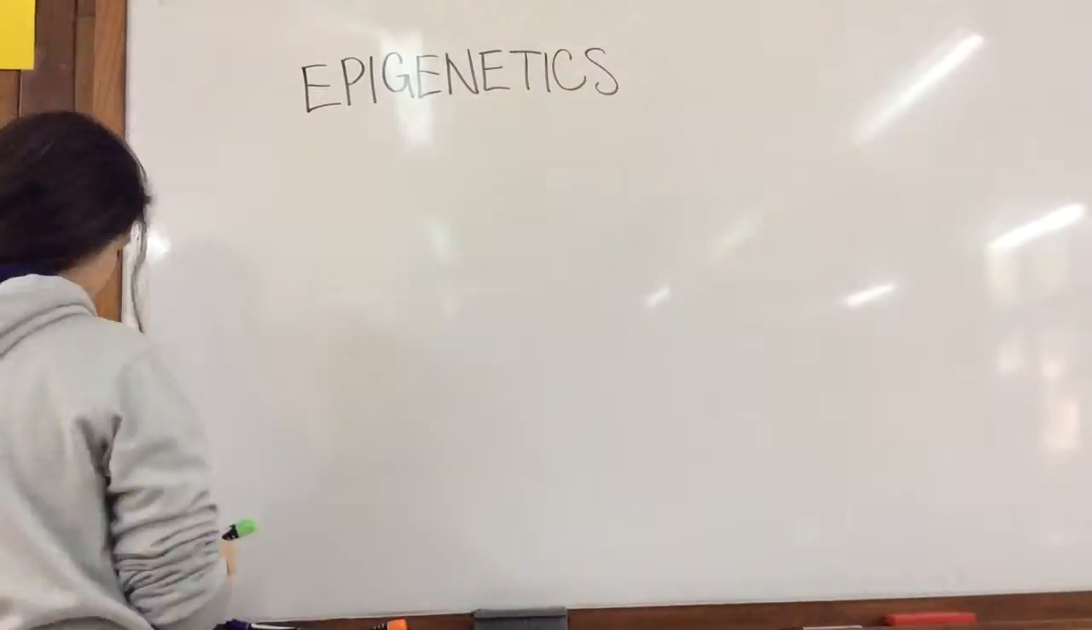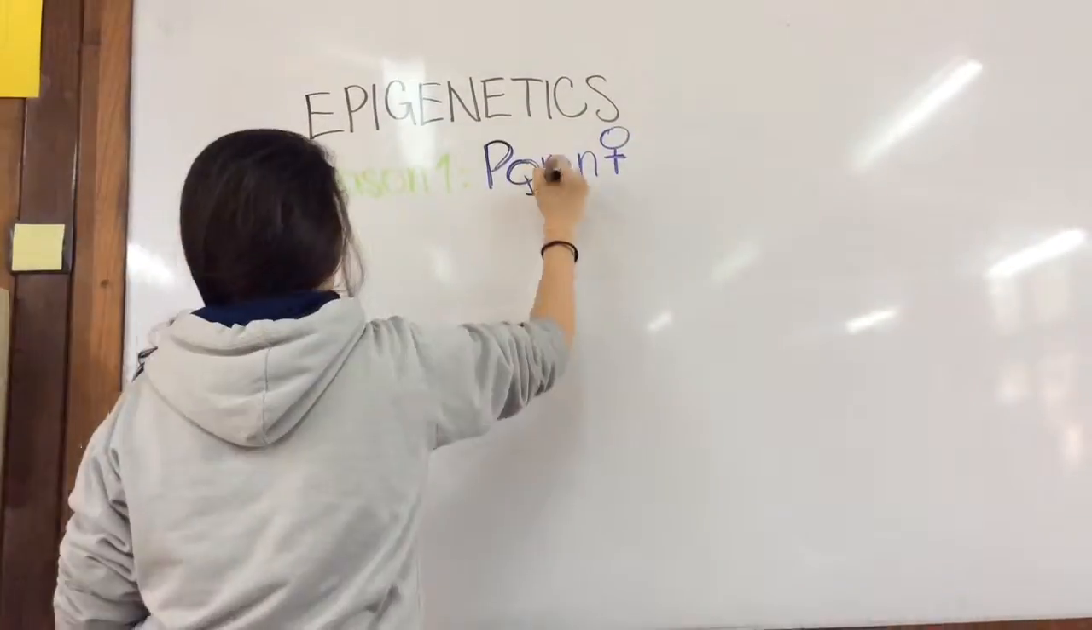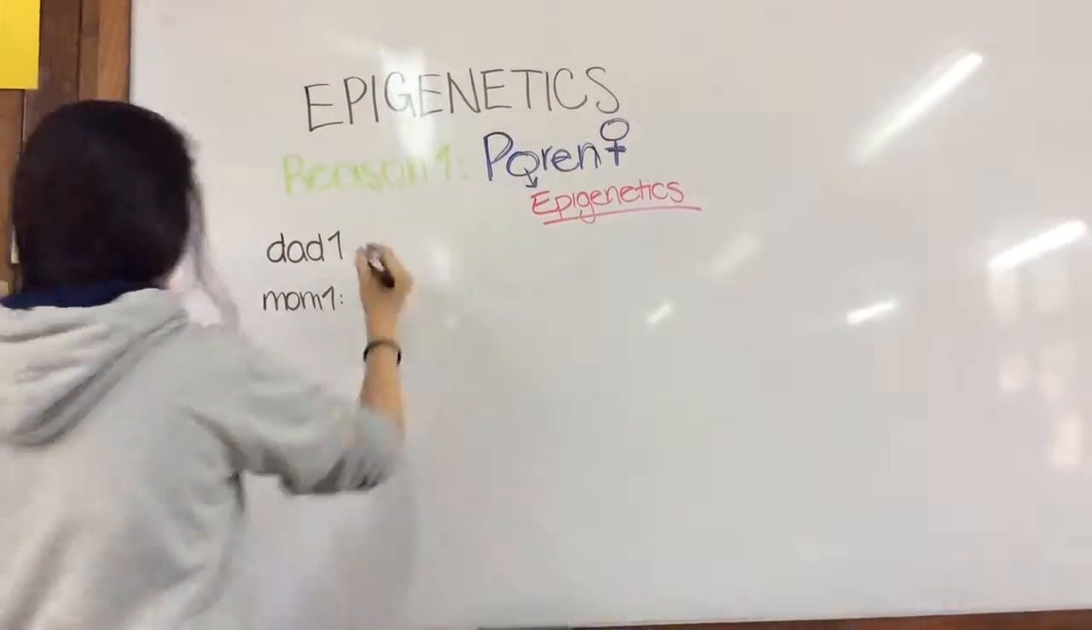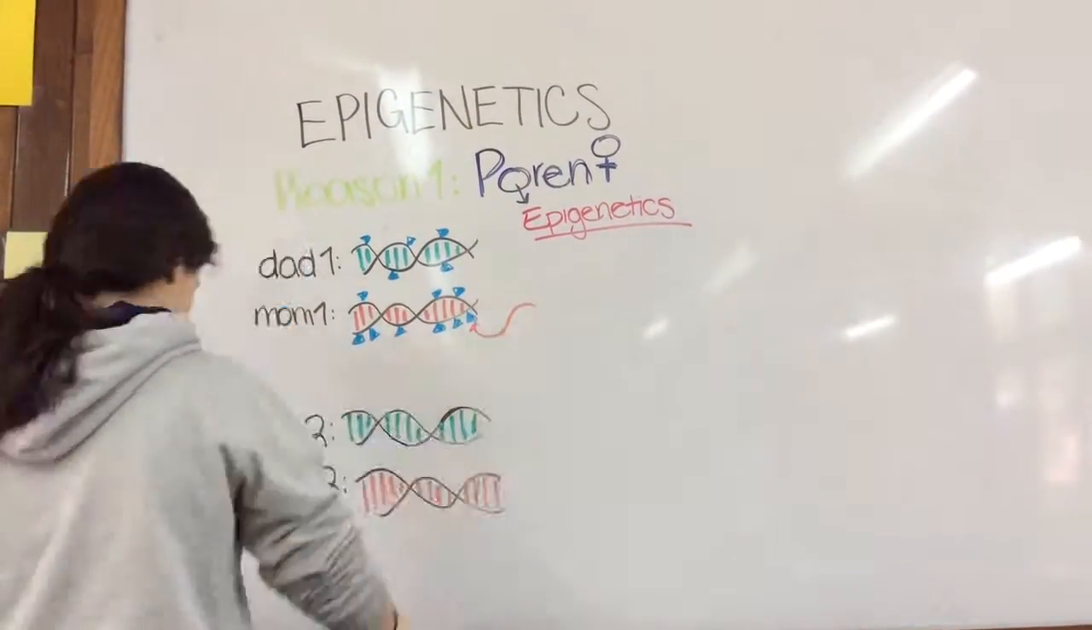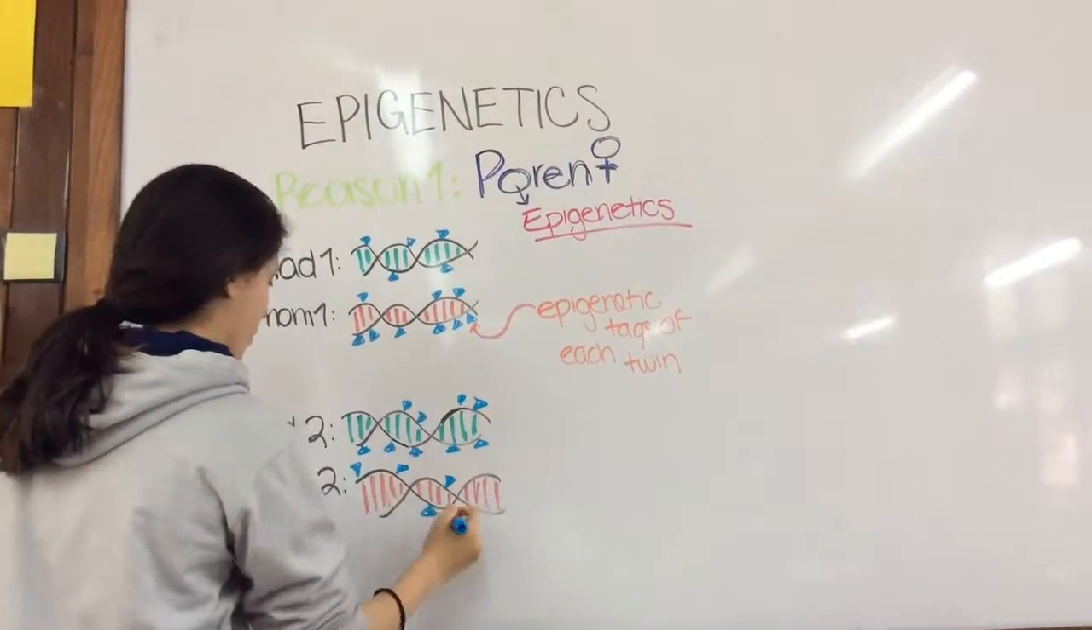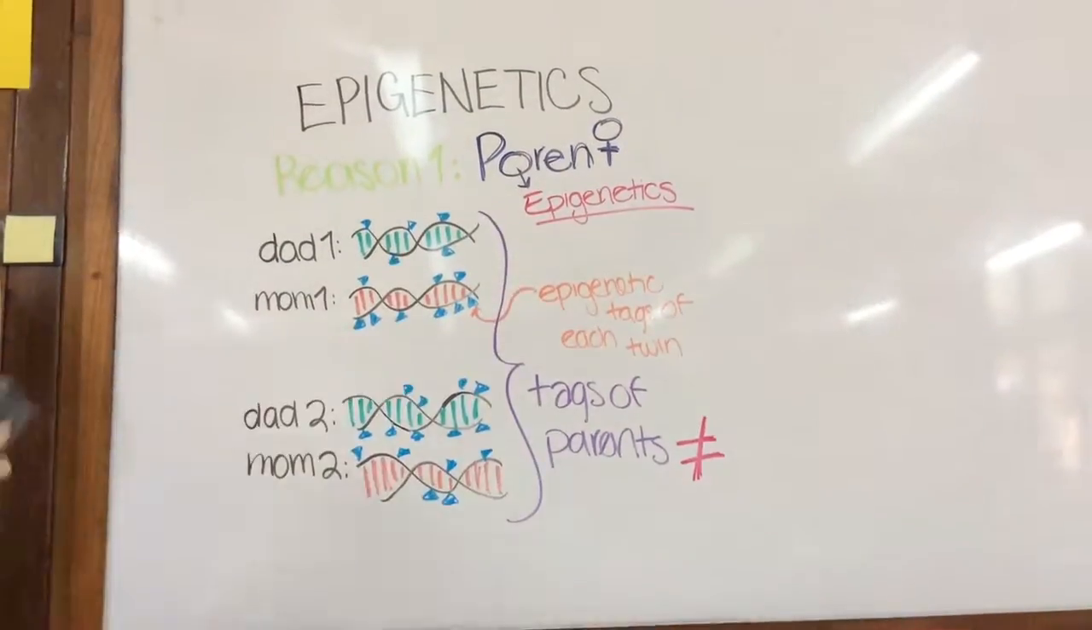Let's move on to epigenetics. Reason 1 is parent epigenetics. As each parent twin grows, their epigenetic tags change with their choices and the environment. So by the time they have children, the tags are completely different for each twin.